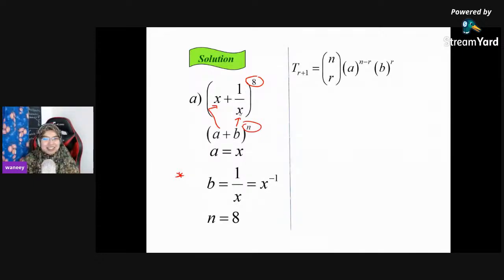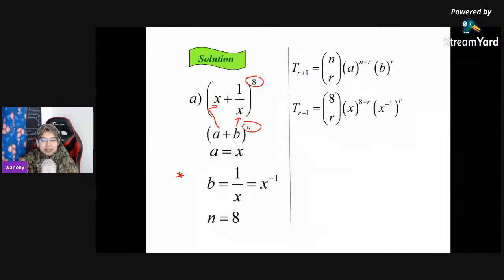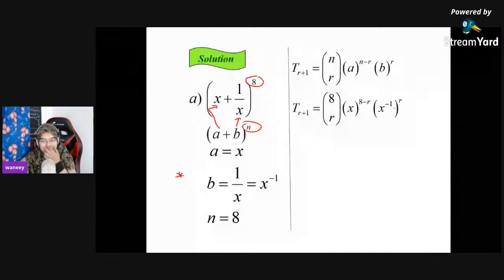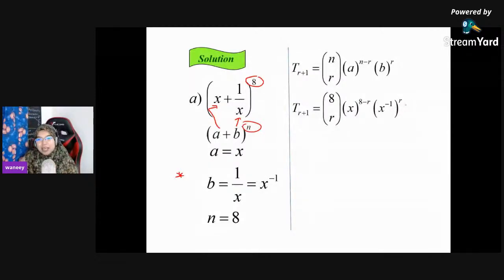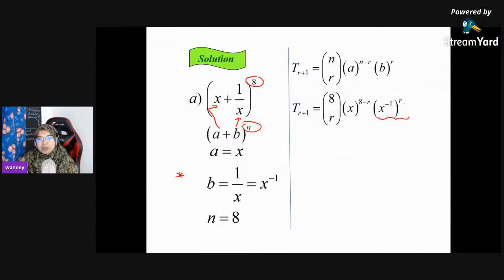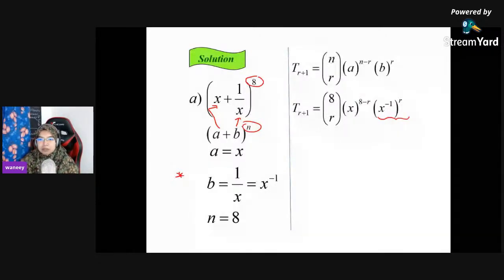How about the n? You can actually see the n is the power, so n is actually equal to 8 as well. Okay. So now let us substitute into the formula. So T(r+1) is nCr, so 8Cr. And then we have x to the power of 8 minus r. And then of course we got b. B is x to the power of -1, to the power of r. Okay, so this one, I can actually simplify using the rules of indices, where if we have x to the power of -1 to the power of r, I can multiply the index to become x to the power of -r.